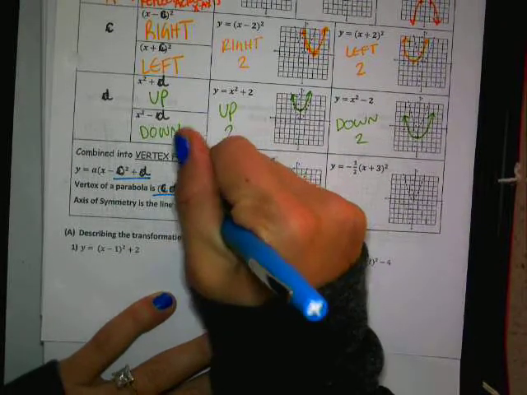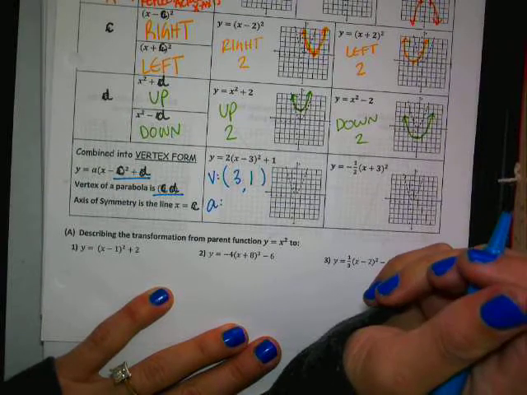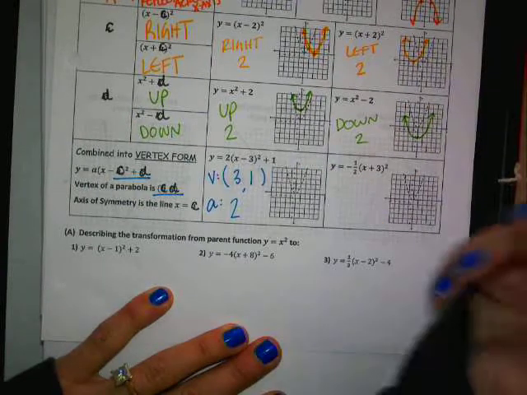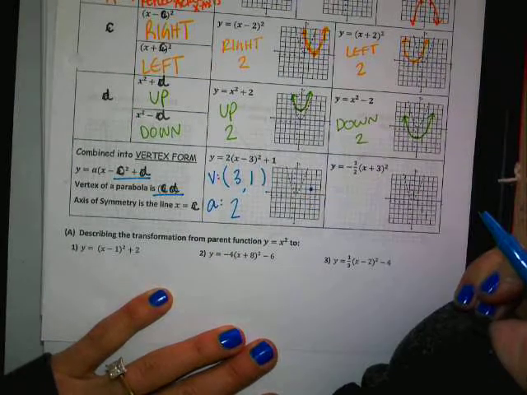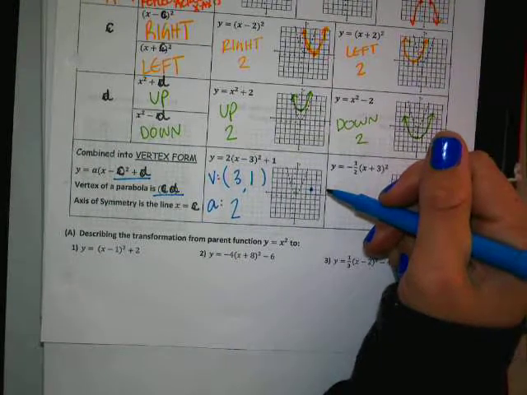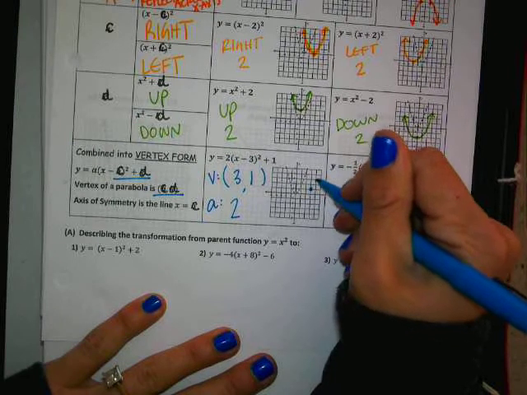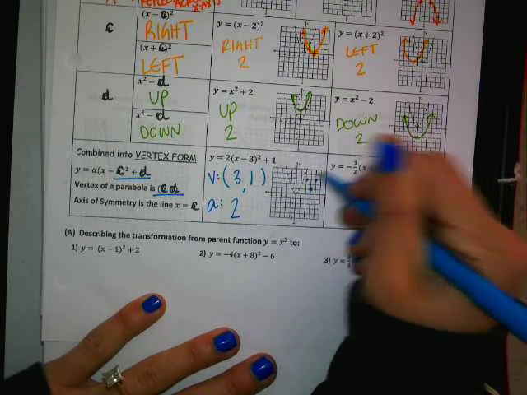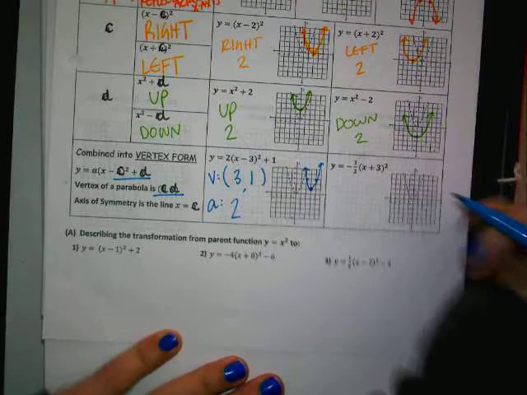All right, what is my A value? 2. So I'm going to plot my vertex, 3, 1. And then from my vertex, I'm going to use the A value to plot the next 2 points. I'm going to go up 2 over 1, up 2 over 1 the other way, and draw the U.